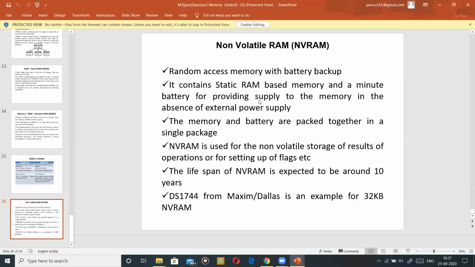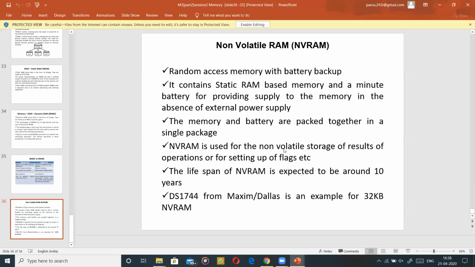The chip will be provided with a battery backup for providing supply to the memory in the absence of external power supply. Because there is a failure, this particular battery provides a battery backup for a few minutes so that it can store and it cannot abruptly come out. The memory and the battery are packed together in a single package. Both are put in a single package.